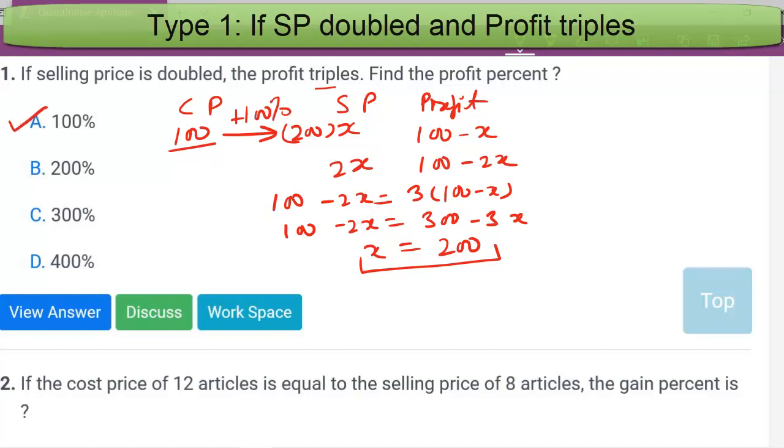Also, if you look at the options, you will find that if there is a 100% profit, then basically the selling price will be double the cost price, and if there is a 200% profit, that means the selling price becomes thrice. So this situation is basically given here. So we have found the answer, right? So let's move to the next question.